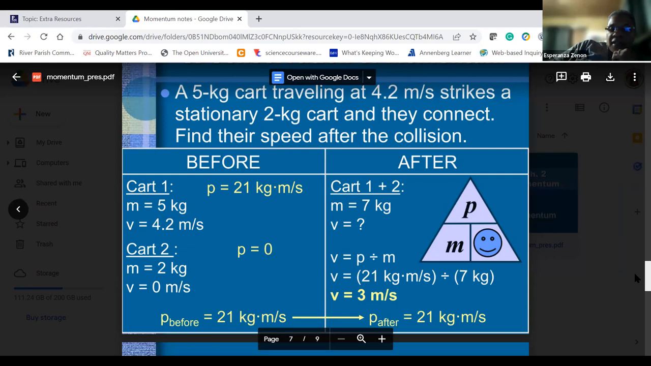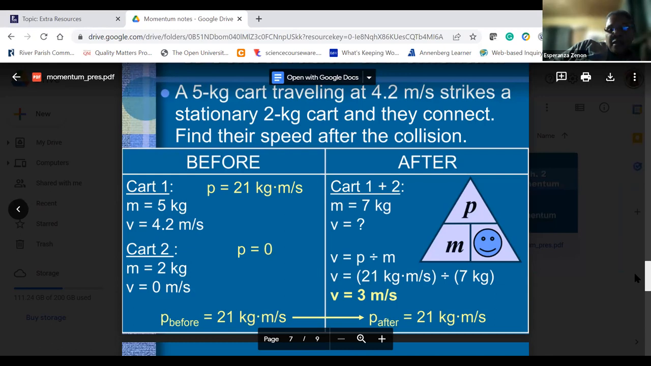So after the collision, those two objects are stuck together. That's why we have to add their masses together. 5 plus 2 gives us 7 kilograms. Well, the question is, how fast are they going after? They're connected. Let's figure it out.